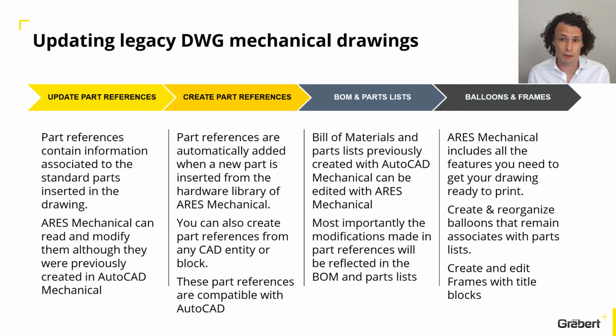Please note we currently support the versions 2012 to 2018 included. ARS Mechanical enables you to update legacy DWG drawings created in AutoCAD Mechanical. Once a DWG is loaded, existing part references, part lists, bill of materials, and balloons are natively supported and are fully compatible with AutoCAD Mechanical.